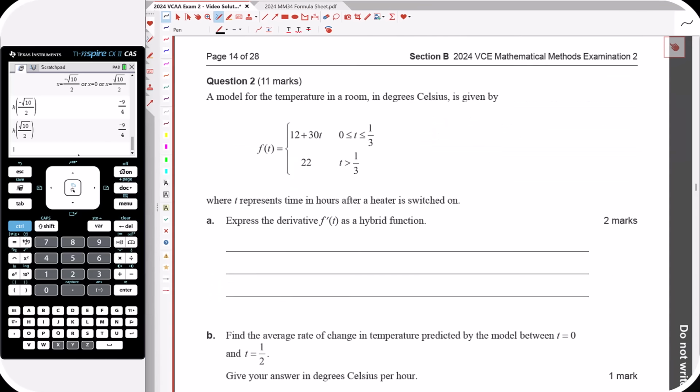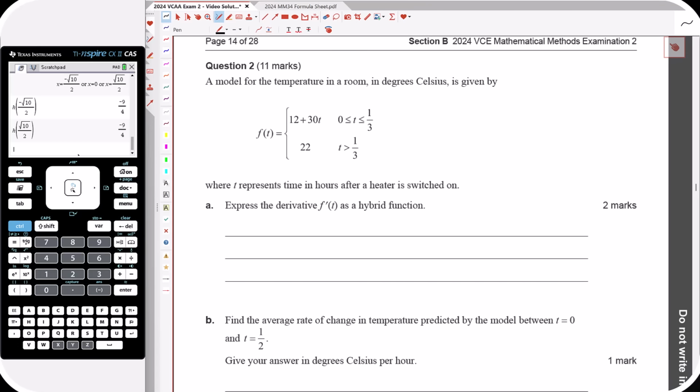Okay, so question 2. A model for the temperature in a room in degrees Celsius is given by this function here. So they're just linear. But t represents the time in hours after a heater is switched on. Express the derivative as a hybrid function.